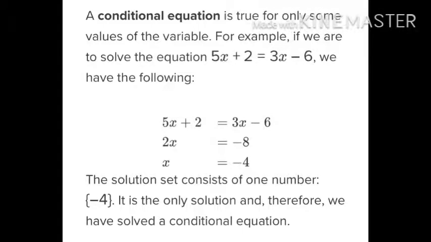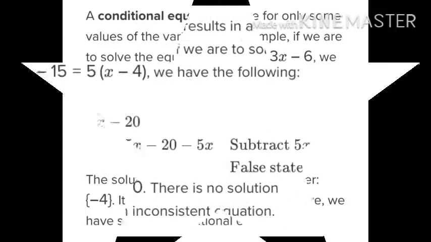A conditional equation is true only for some values of the variable. For example, we are to solve the equation 5x plus 2 is equal to 3x minus 6. We have the following: 5x plus 2 is equal to 3x minus 6. We arrange the variable on one side and the constant numbers on another side. So 2x is equal to minus 8 and x is equal to minus 4. The solution set consists of one number, that is minus 4. It is the only solution and therefore we have solved a conditional equation.